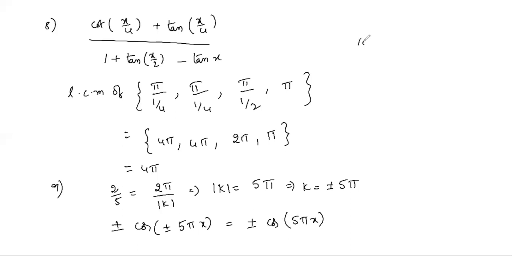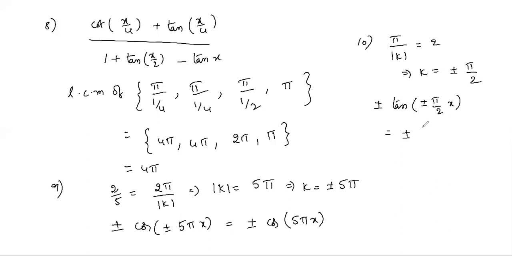Next, the 10th one. You have to write the tan function of period 2. The tan function period is pi by mod k. So pi by mod k is 2. So k equals plus or minus pi by 2. You have to write the tan function. So tan function means plus or minus. Here also you can take any multiple of k into kx. Kx is plus or minus pi by 2 into x. Even if you take plus or minus outside, you will get the same function. Plus or minus tan of pi by 2 x is the answer.